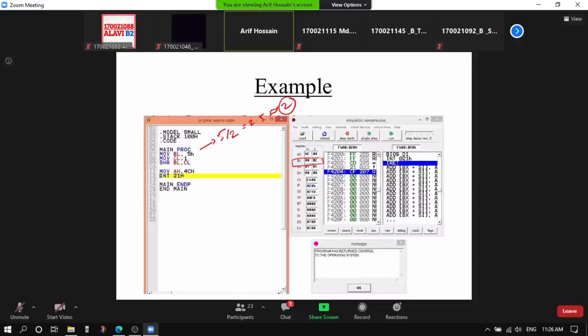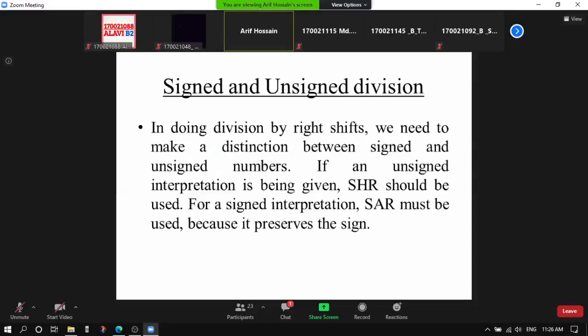Okay, if there are no questions, then I will move on. All right, so there can be signed and unsigned division. As you already understood, shift arithmetic right preserves your MSB. So for signed interpretation you will use shift arithmetic right, and for unsigned interpretation you will use shift right, because shift right does not preserve your MSB. If we want signed interpretation, we go for SAR. If we want unsigned interpretation, we go for shift right. Clear up to this? Yes, sir.